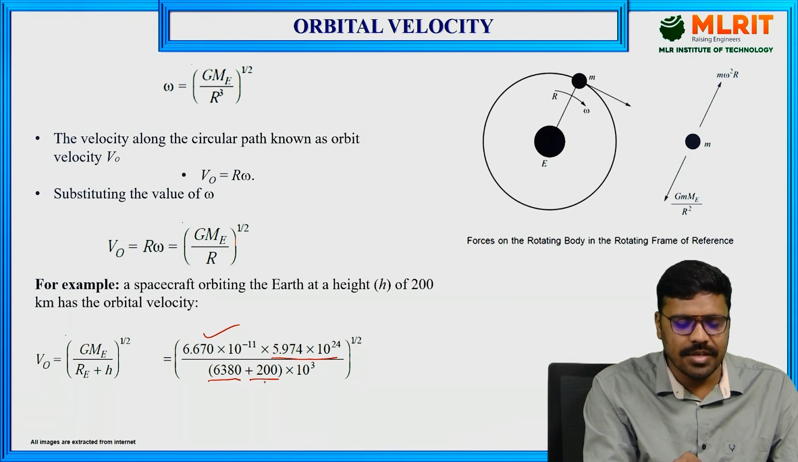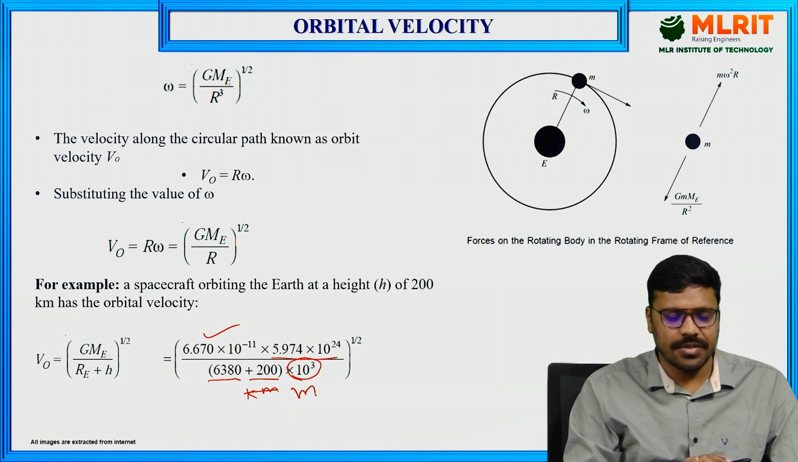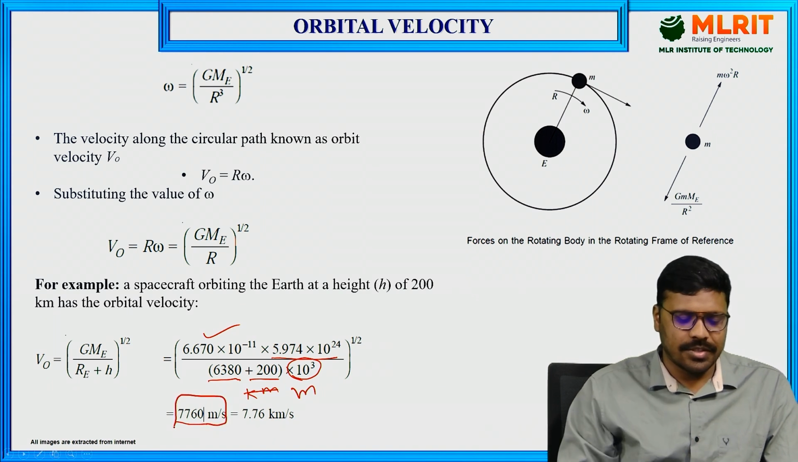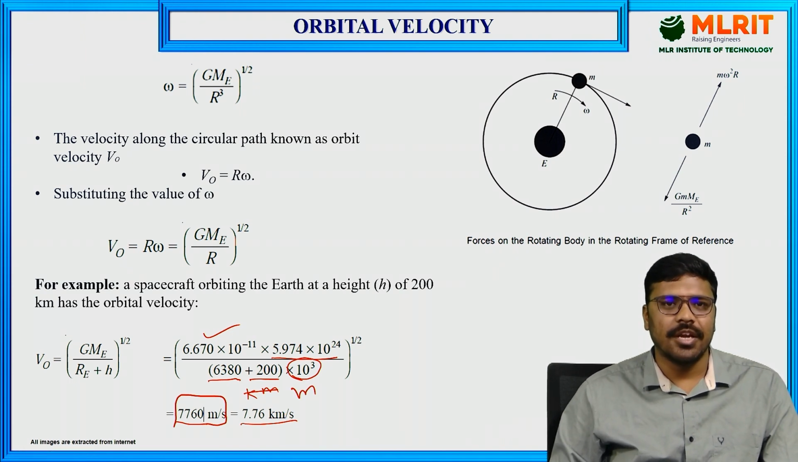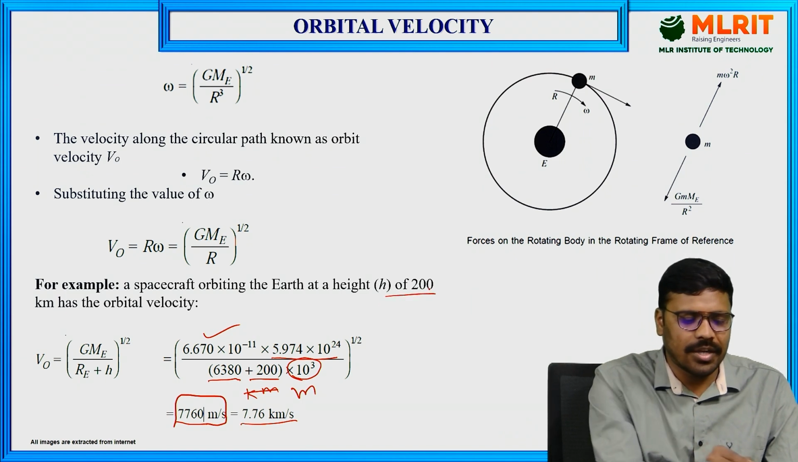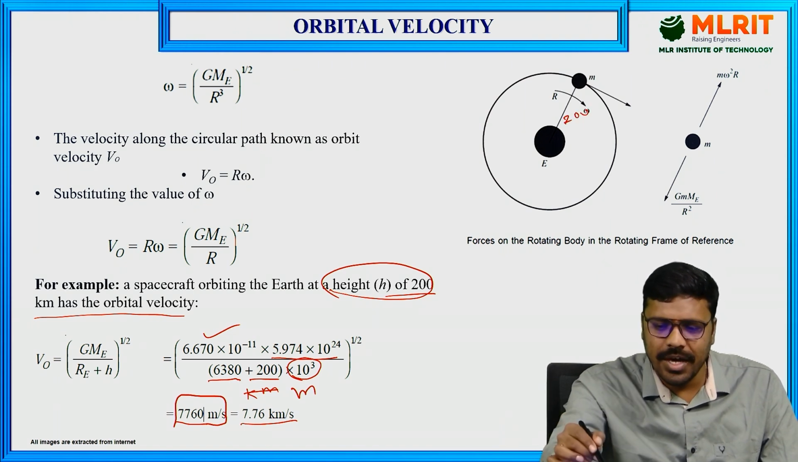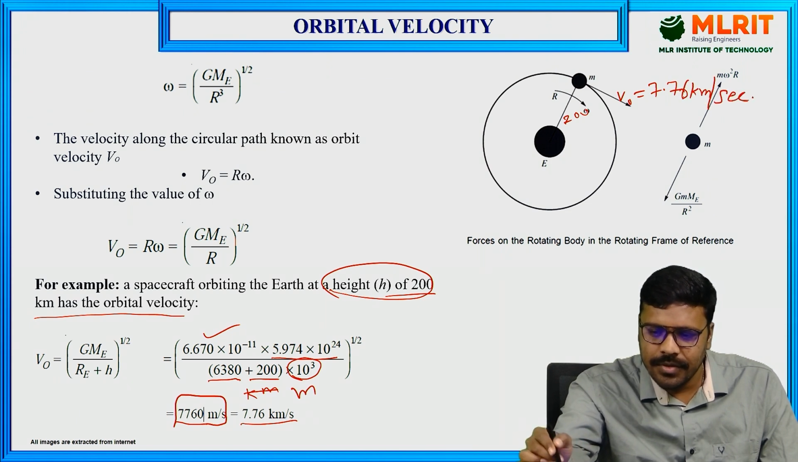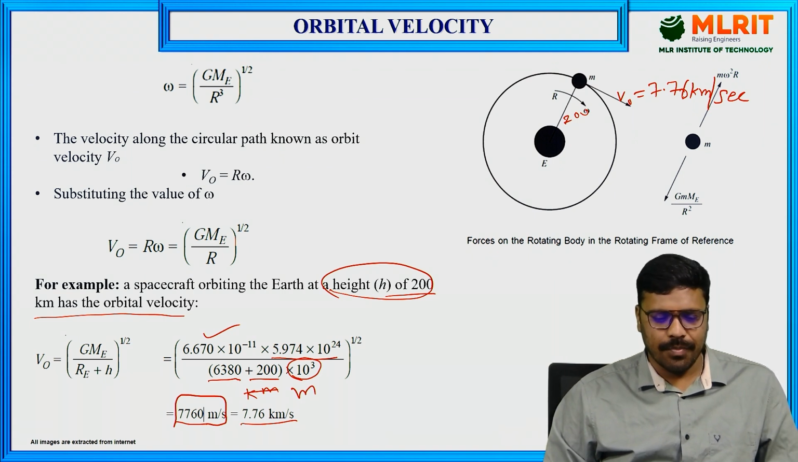As I have to convert these kilometers into meters, I have multiplied with 10 to the power of 3. Then these kilometers will turn to meters. Finally I will get 7760 meters per second. If I convert this meter per second into kilometers, it is 7.76 kilometers per second. This is the orbital velocity that needs to be maintained by an orbit at 200 kilometer height. So the orbital velocity V0 should be 7.76 kilometers per second. Just imagine how much orbital velocity has to be maintained for an object at a height of 200 kilometers. So this is a small problem on orbital velocity.